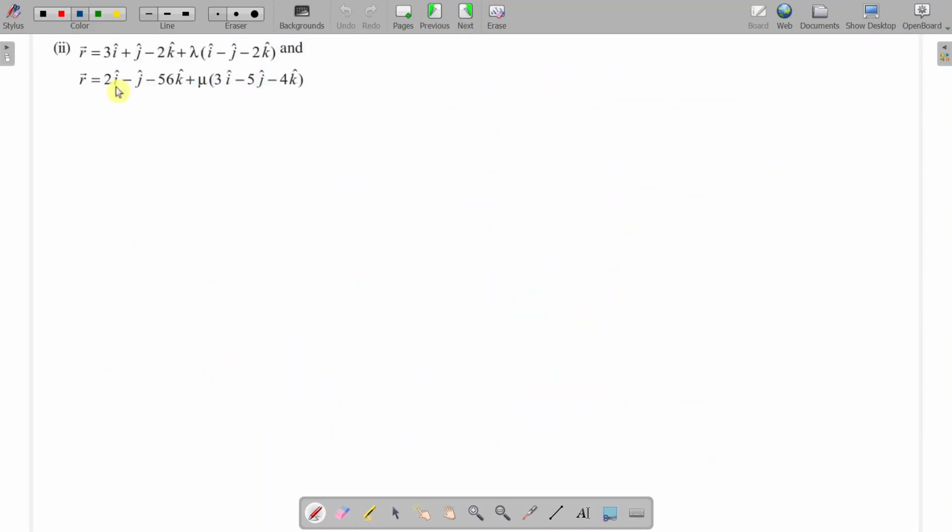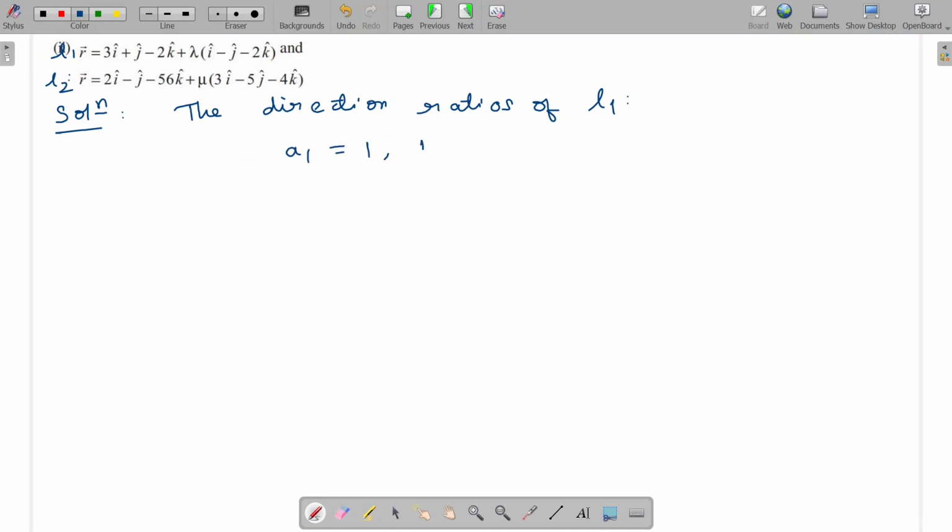Now let us go to the second sub problem. So similarly we have to solve the second problem as the first one. So this is given to us two lines. Now directly we will write the direction ratios of L1, okay. So this is the line L1, this is the line L2, okay. So what are the direction ratios of L1? A1 equal to 1, B1 equal to -1, and C1 equal to -2, okay.